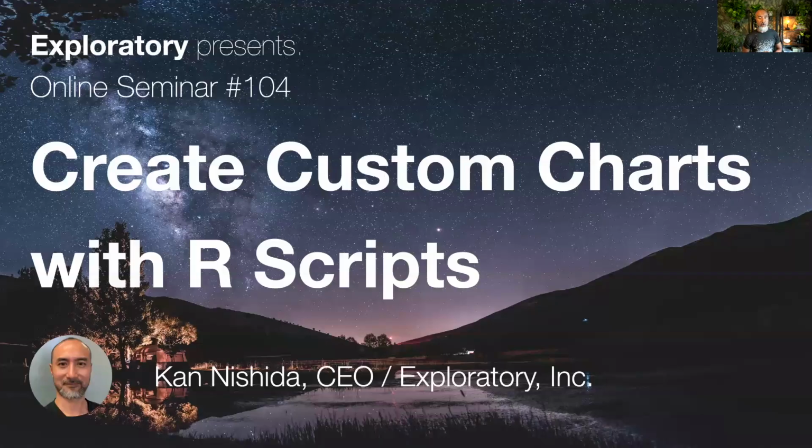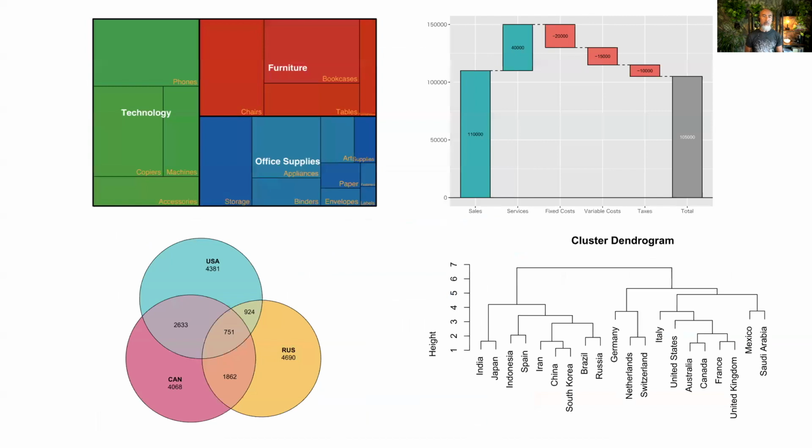Let's get into today's topic: creating custom charts with R script. What are the types of charts you can create? In Exploratory, you don't have to write any code. You can just use the UI, point and click, and then you can get a bunch of charts.